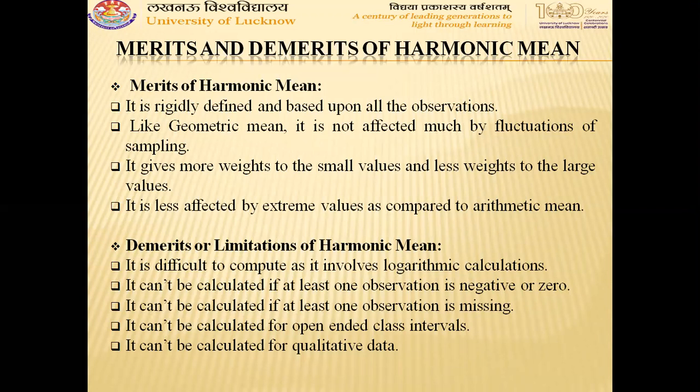Again, its demerits are the same as the geometric mean, that is, it is difficult to compute. Harmonic mean cannot be calculated if at least one value is zero. In case of a negative value, harmonic mean can be calculated. Harmonic mean cannot be calculated if at least one observation is missing. It cannot be calculated for open-ended class intervals, as well as it cannot be calculated for qualitative data.